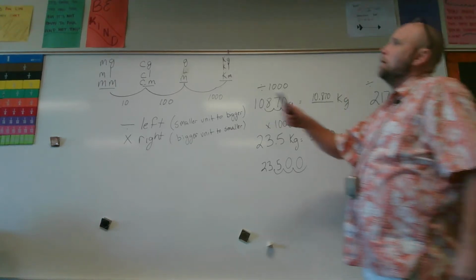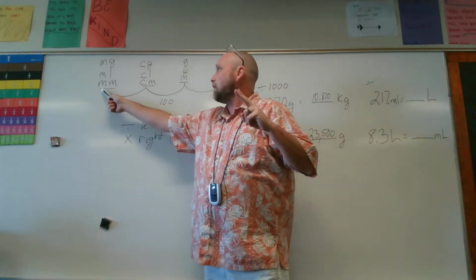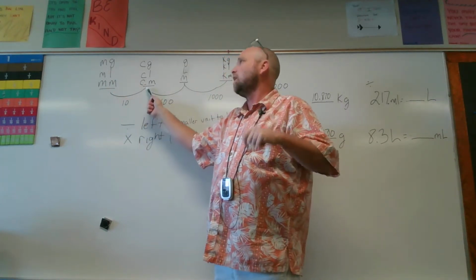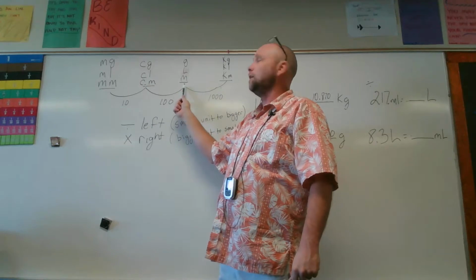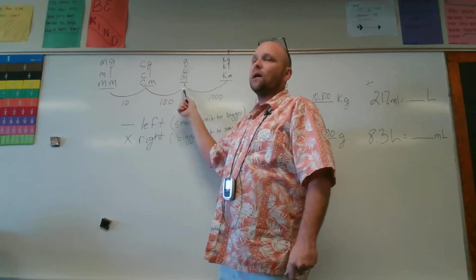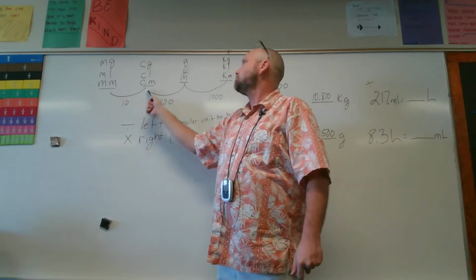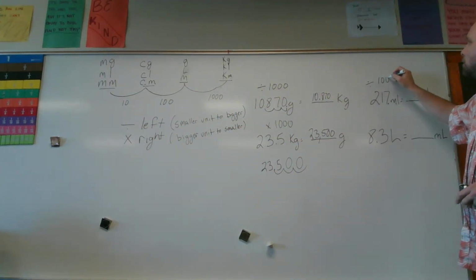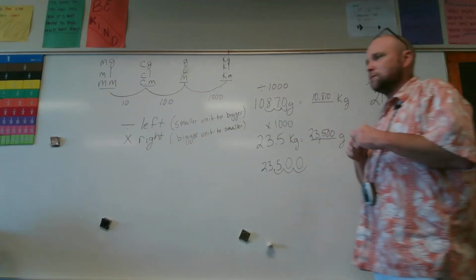Good. We could do two ways. We could change from milliliters to centiliters by dividing by 10, and then centiliters to liters by dividing that again by 100. Or we could just do 10 times 100 is 1,000. So we could divide by 1,000.